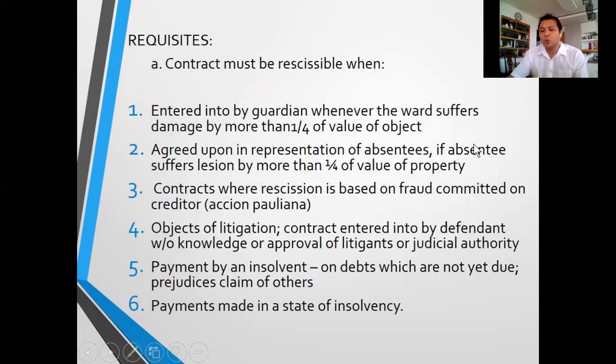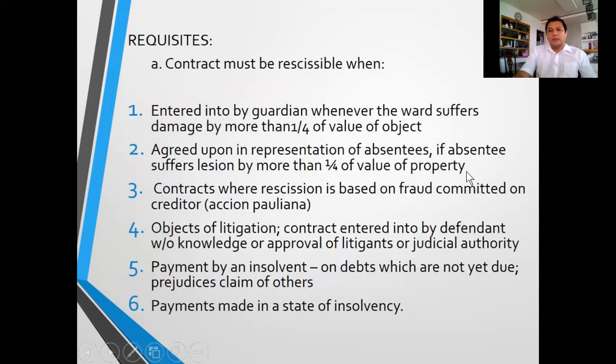In order to sustain the ward's education, shelter, food, clothing, the guardian sells the property of the ward. Now, if the ward suffers lesion or damage by more than 1/4 of the value of the object, then the contract can be rescinded. So it can be rescinded by the minor or the ward. We'll discuss that further in the next slide.